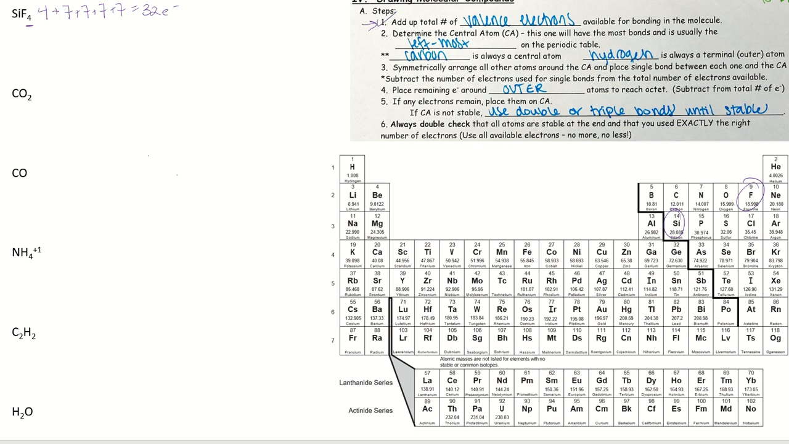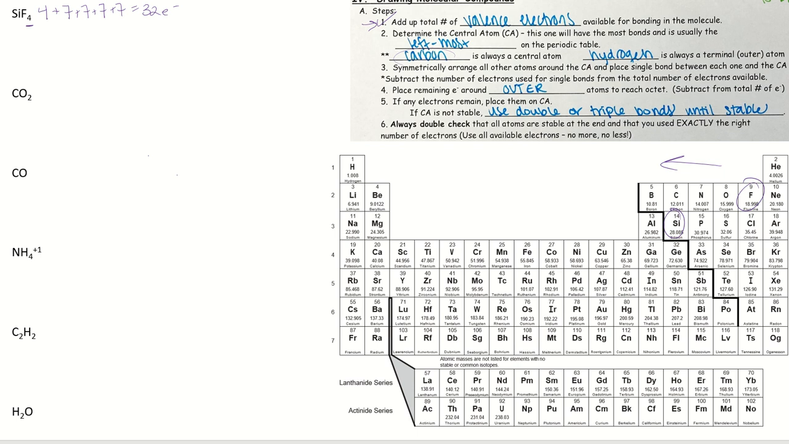So now I've done step 1, and my second step is to determine the central atom. So the central atom will have the most bonds and is usually the leftmost, or whatever is furthest to the left on the periodic table, except we have 2 rules that we always have to follow. One is that carbon is always the central atom if it is part of your compound, but in this case carbon is not part of our compound, so that does not apply. And then the second rule is that hydrogen is always the opposite. It's always a terminal atom or an outer atom because it can never go in the center, and we'll talk about that a little bit later.